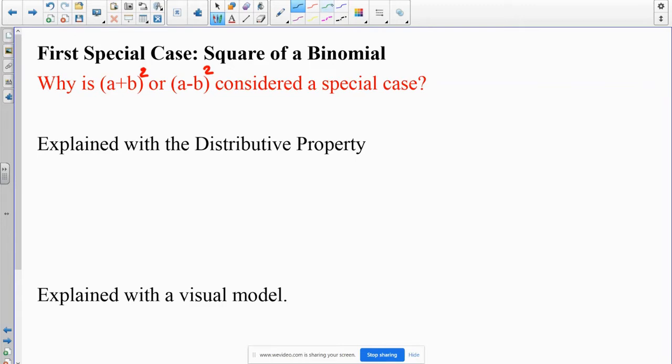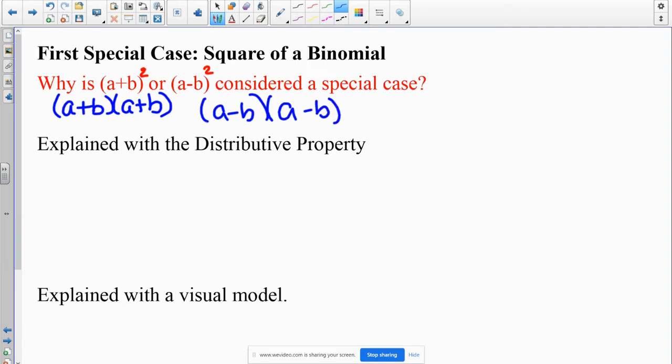One thing I want you to recognize is that when I say a plus b squared, that would be the same thing if we write it out. It'd be like multiplying two binomials, a plus b times a plus b. Again, same thing with a minus b squared, so it'd be a minus b times a minus b. Since they're the same exact term, that's why we can square them. It's kind of like saying 5 times 5 is the same thing as 5 squared. Well, a plus b times a plus b is the same thing as a plus b squared.